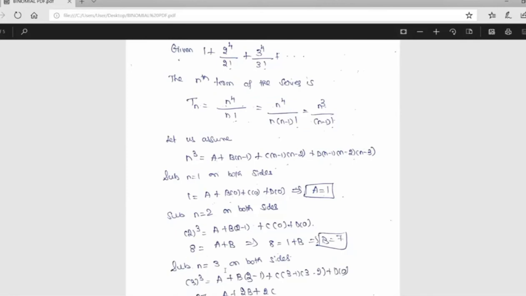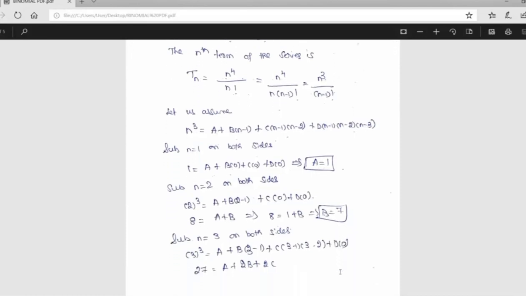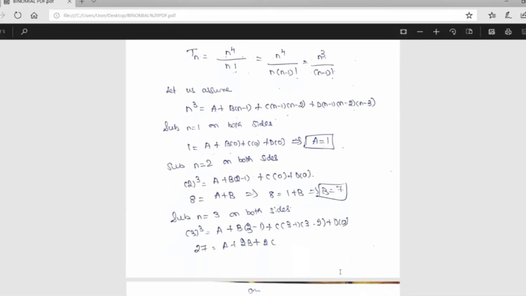So the next n value we can give here is n equal to 3. We can substitute it on both sides. So if you are substituting it on both sides, you will be getting n cube equal to a plus b into 3 minus 1 plus c into 3 minus 1, 3 minus 2, plus here you are having n minus 3, so that term will totally become 0. Therefore you will be getting 27 equal to a plus 2b plus 2c.